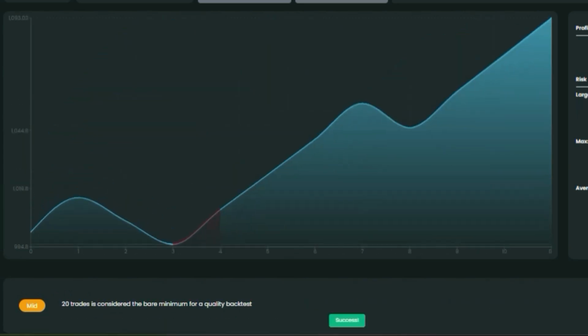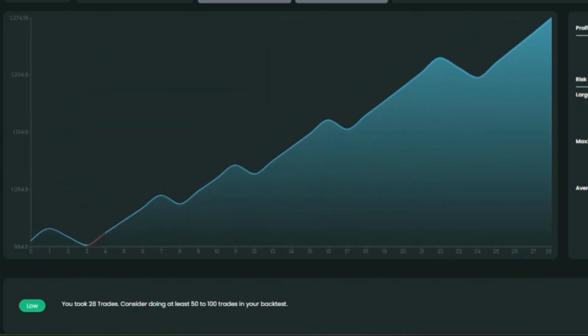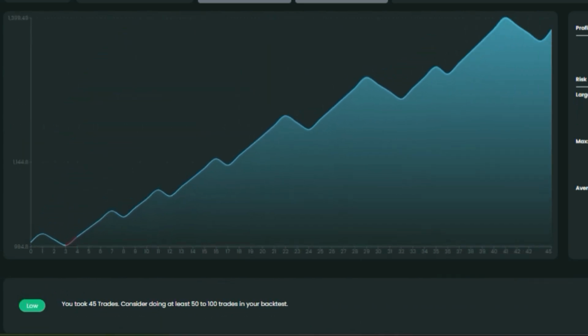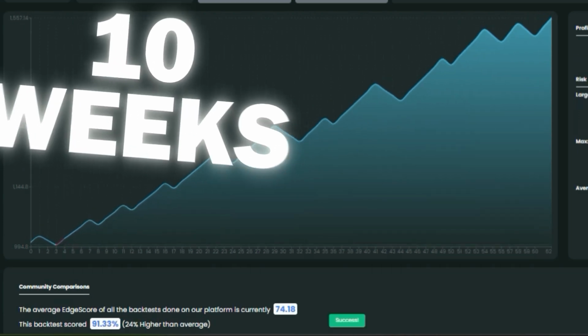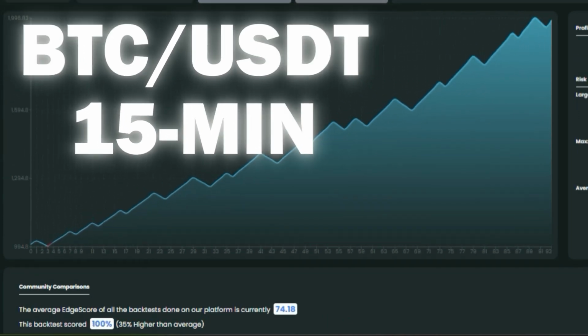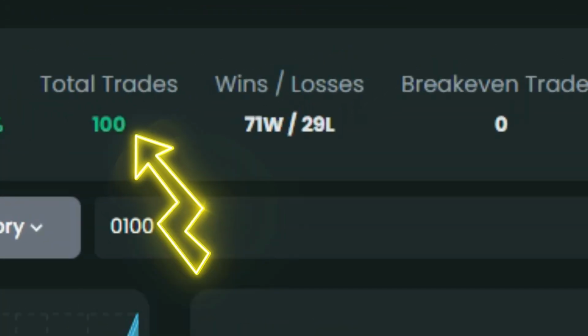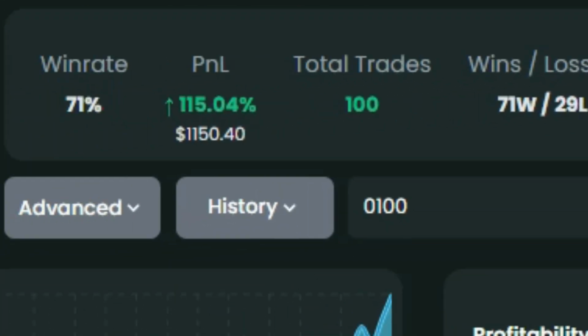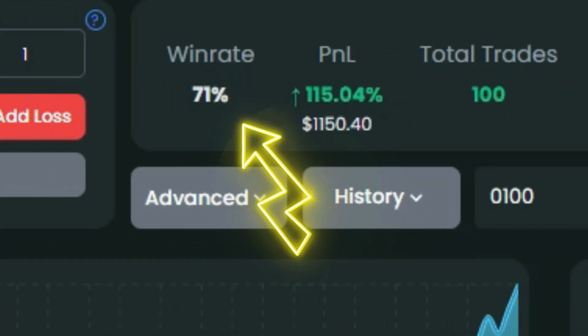Greetings. Let's dive straight into some numbers from a recent trading experiment. Over a span of 10 weeks, a unique strategy was put to the test on the Bitcoin chart using a 15-minute time frame. The results, out of 100 trades, a remarkable 71% were successful. But the figures get even more impressive.